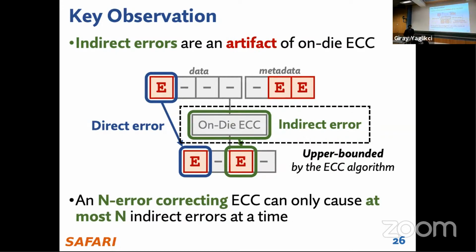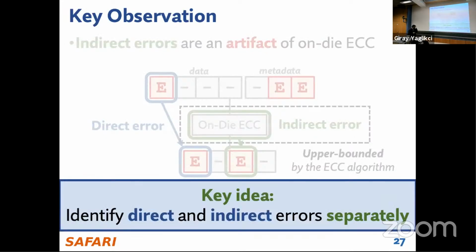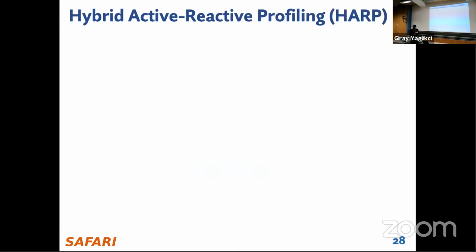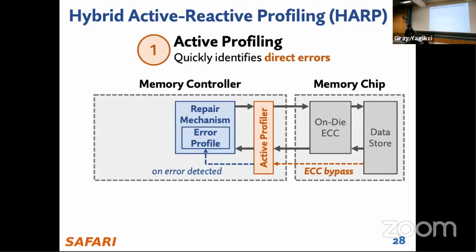So this is the key idea behind HARP. We use this to propose identifying direct and indirect errors separately, because the indirect errors are bounded. Let's take a look at how we do this. I'm going to talk about HARP here, which implements this using a two-phase profiling algorithm. The first phase uses active profiling.